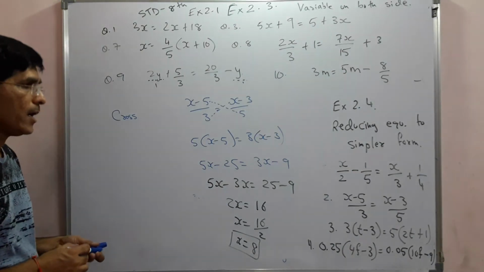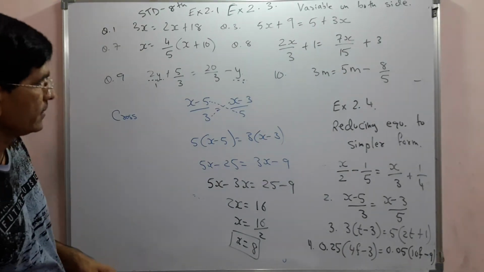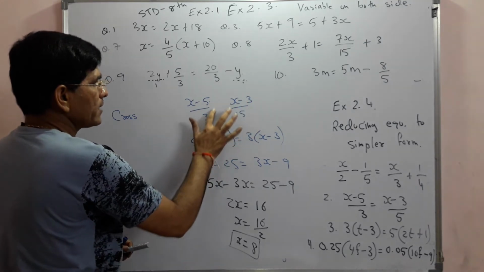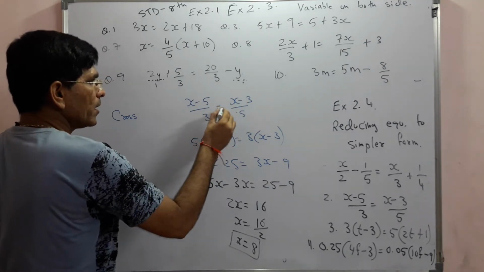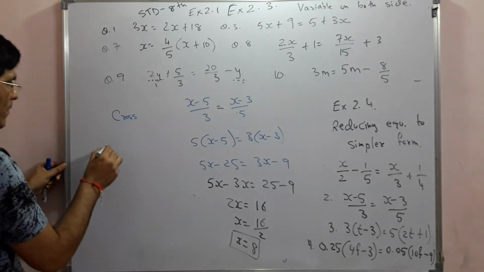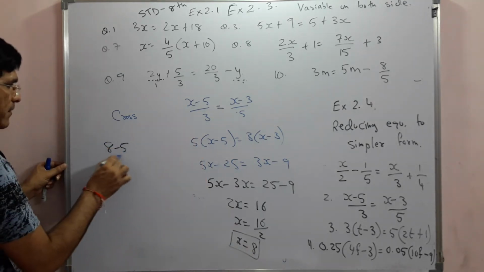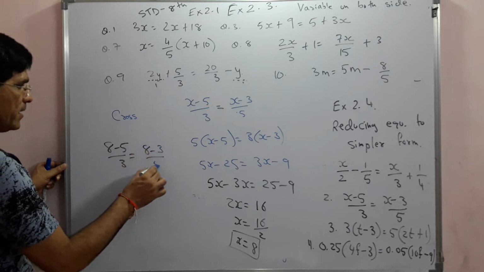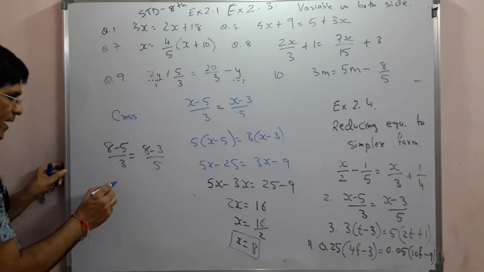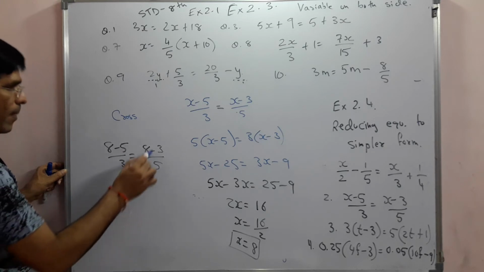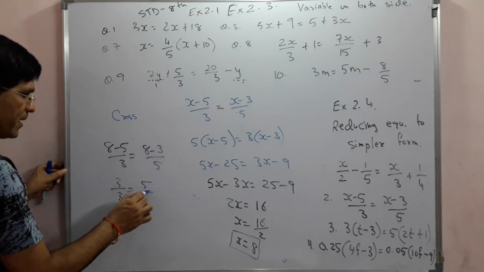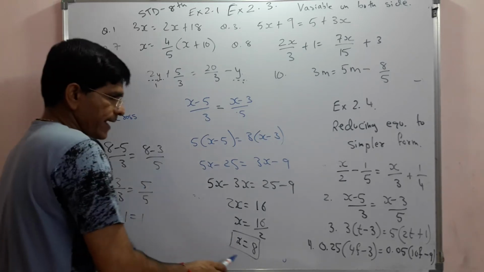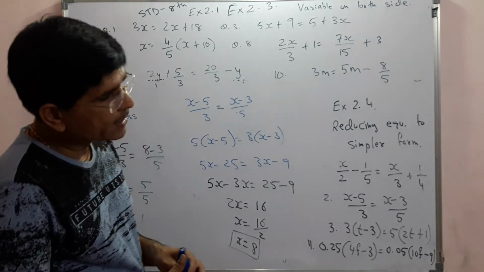Now because the question is like that, we can also check whether our answer is correct or not. What do I put? 8. 8 minus 5 divided by 3 is equal to 8 minus 3 divided by 5. So 8 minus 5, that is 3 by 3. 8 minus 3, that is 5 by 5. Cancel, 1 is equal to 1. So my answer x is equal to 8 is correct.